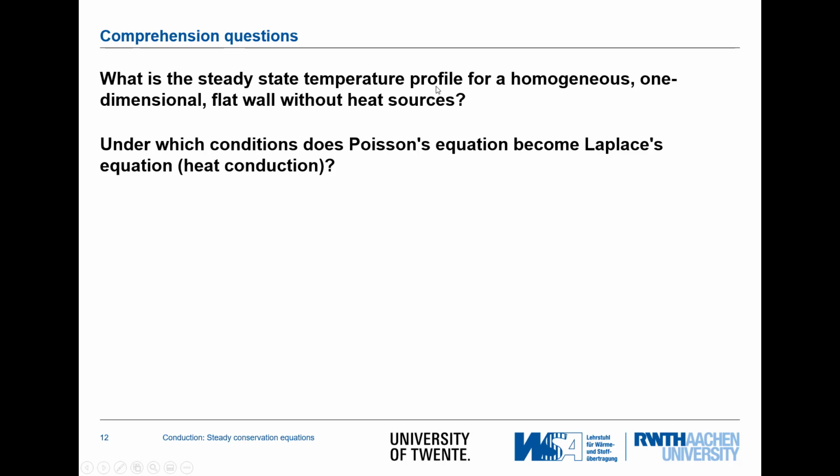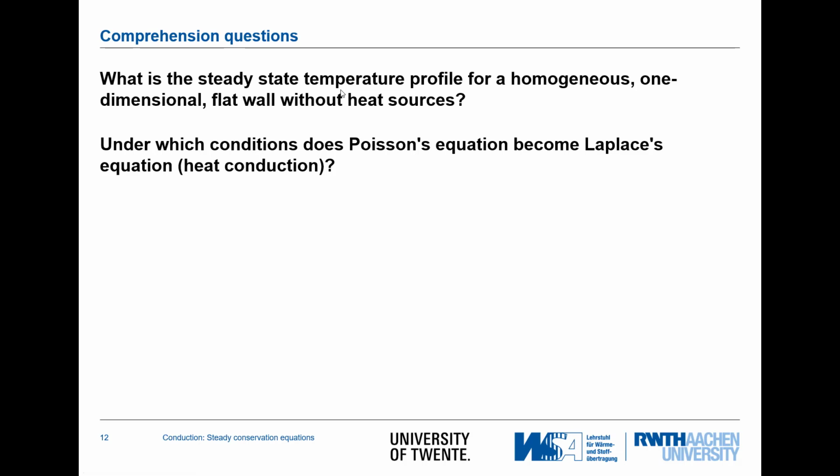So the first integration will lead to a heat flux, and then after the first integration we see that the temperature gradient is equal to a constant. Integrating a second time, so we integrate this constant, we get to the solution that the temperature profile is of linear type, and we have to determine these two integration constants to get the temperature profile.